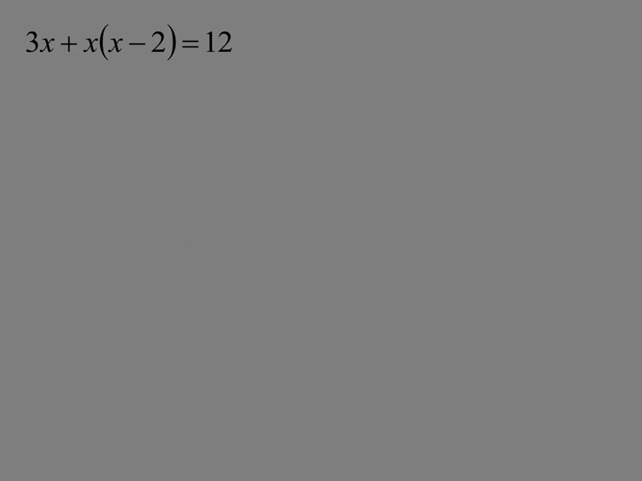Alright, like I mentioned on the previous example, we need everything on one side in order to use the quadratic formula. So the first thing I'm going to do is distribute the x. After I distribute the x, I'm going to combine like terms and move everything on one side. So I'm going to get x squared, and then I have a 3x and a 2x. If I combine that, I'm going to get plus x, and then I'm going to subtract this 12, move it over to the other side.